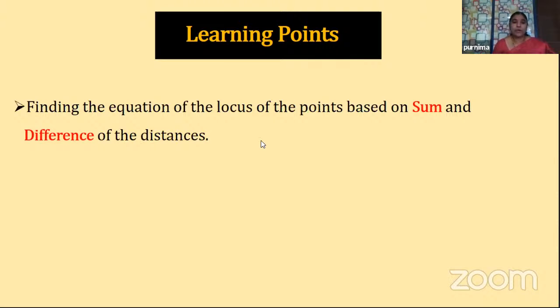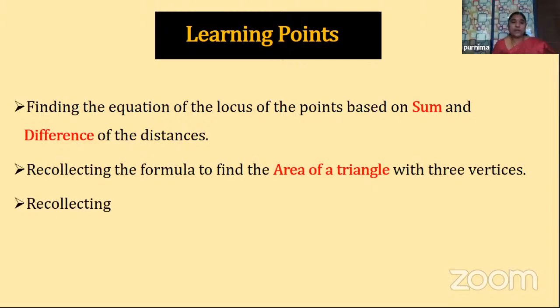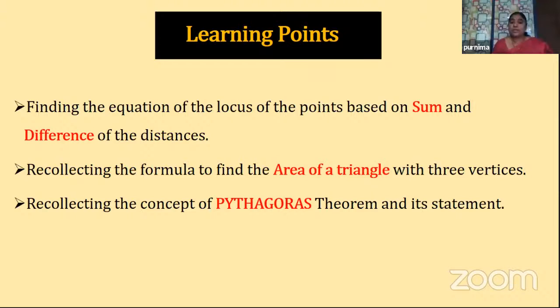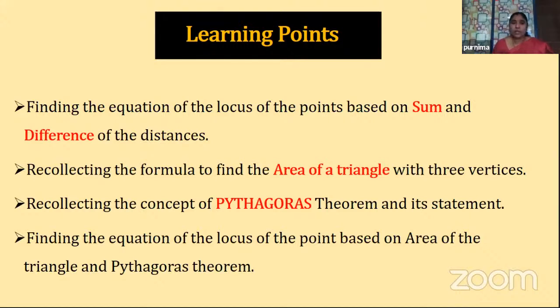Next, what is the next topic here? Recollecting the formula to find the area of a triangle with 3 vertices given. Yes or not? So you know this from the coordinate geometry chapter, area of triangle with 3 vertices. And what is the next one? Recollecting the concept of Pythagoras theorem. Do you remember, children? Pythagoras theorem concept we also learned in 10th class. So the next one is finding the equation of the locus of the point based on area of triangle and Pythagoras theorem. So these are the points you are going to learn in today's class.